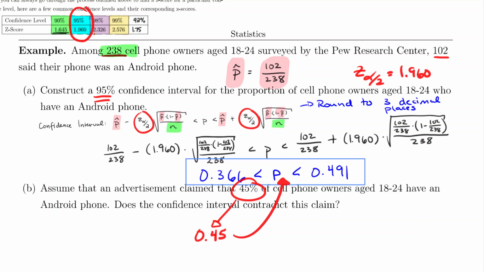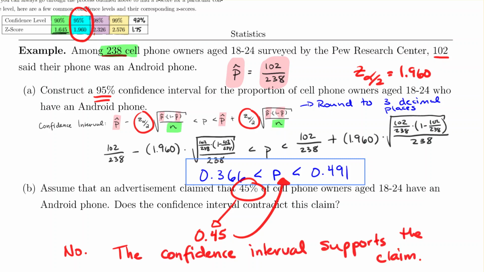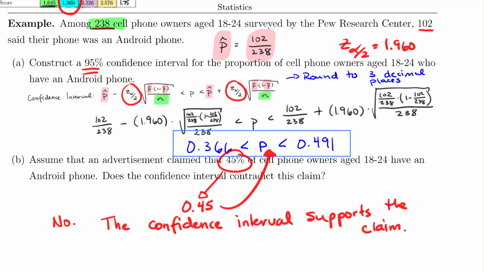This fits well inside that interval. Since it fits inside the interval, the confidence interval supports the claim. So we'll say, no, it doesn't contradict. In fact, the confidence interval supports the claim. Only if the given value had fallen outside the interval would we say it contradicts the claim. So for instance, maybe like 80%. 80% is well outside the interval, so it definitely would contradict the claim at that level.